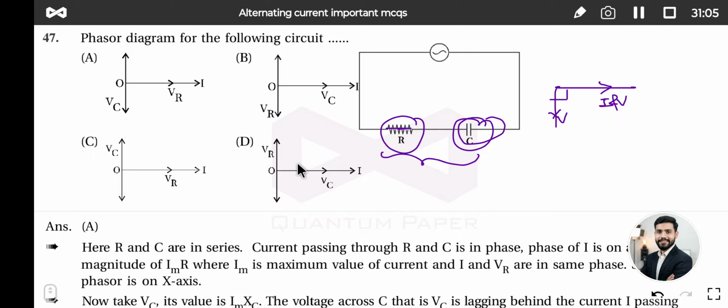Okay, so if you look at the options, in option number D, current is here and voltage is here in this case of resistance. So this is wrong because current and voltage are in the same phase in case of resistance. Similarly here, current and voltage in case of resistance are not in the same phase, so B is wrong. In option A and C, current and voltage are in the same phase in case of resistance. Then when we connect the capacitor, current leads the voltage by pi by 2. So option number A is the correct answer.